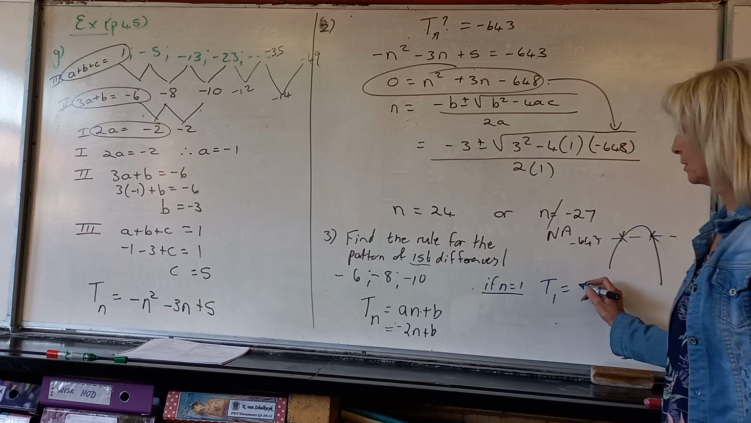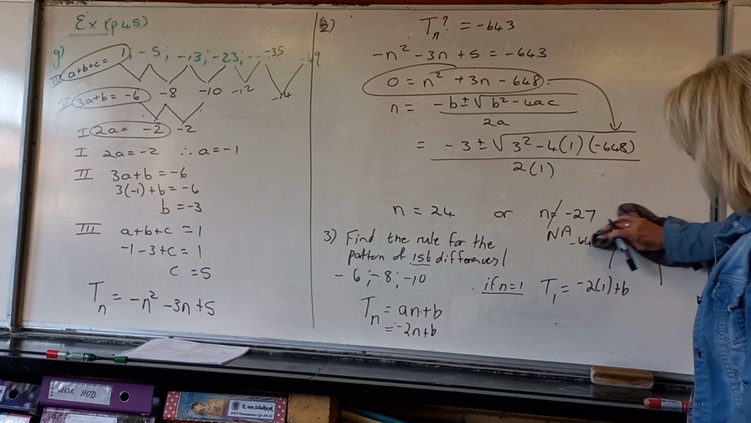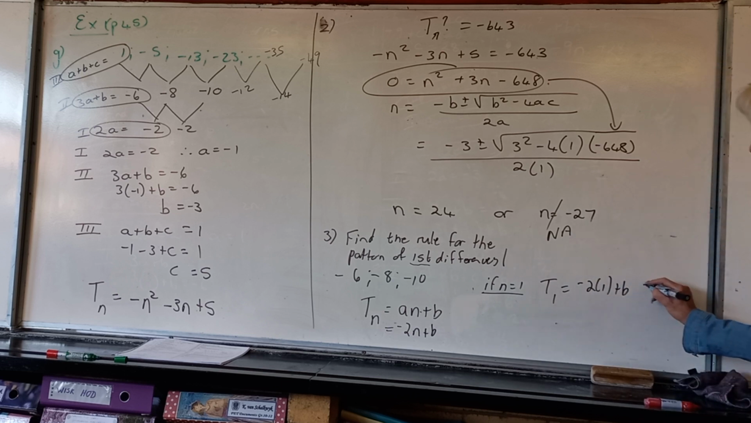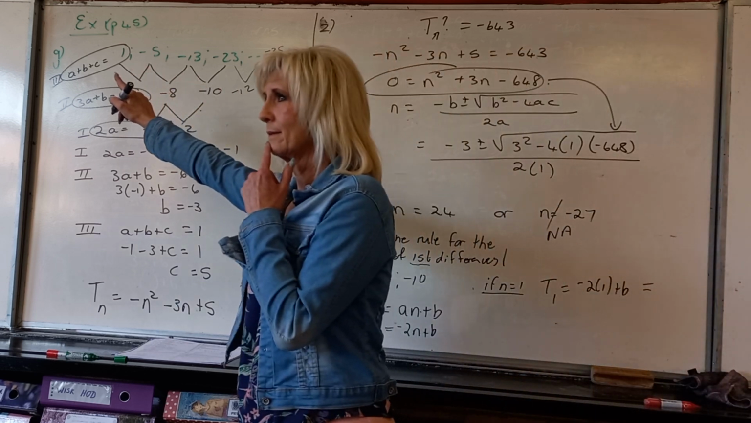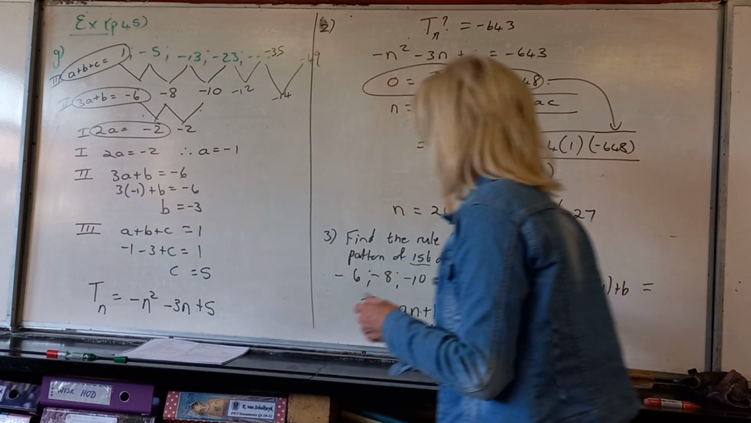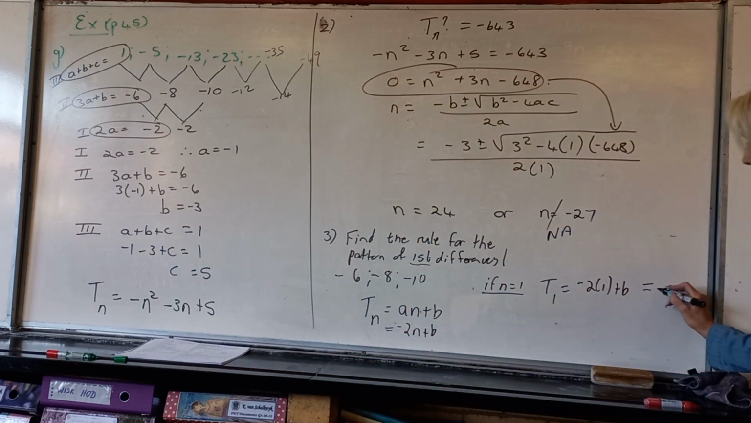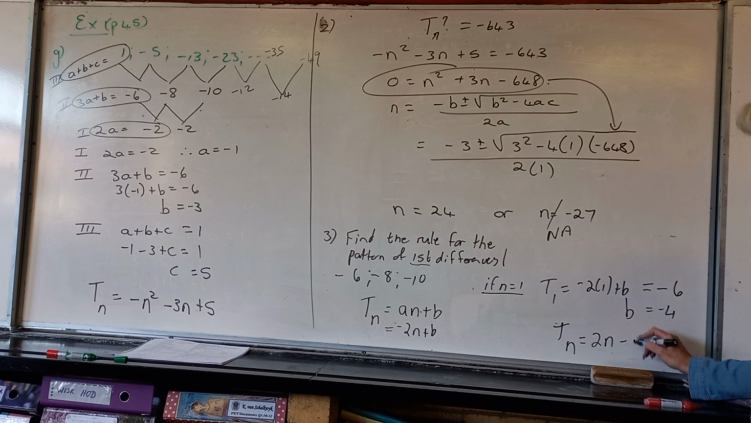Term 1 would be then negative 2 times 1 plus b, and that must be equal to? What must term 1 be equal to? Are you sure it's negative 6 and not 1? You must be with the correct pattern, right? In this pattern, the first one is, so we've got b is equal to negative 2 becomes a positive 2, negative 4, so the general term is 2n minus 4.